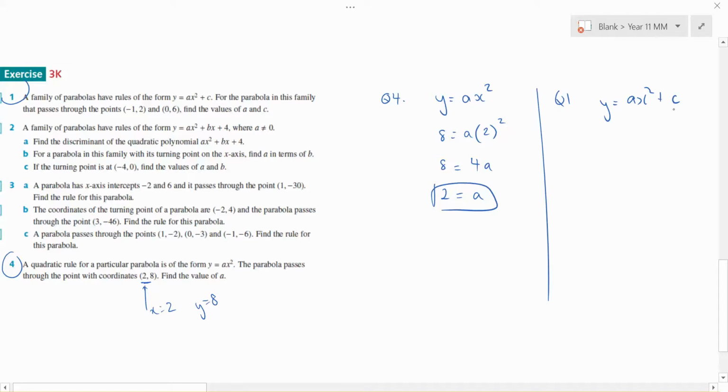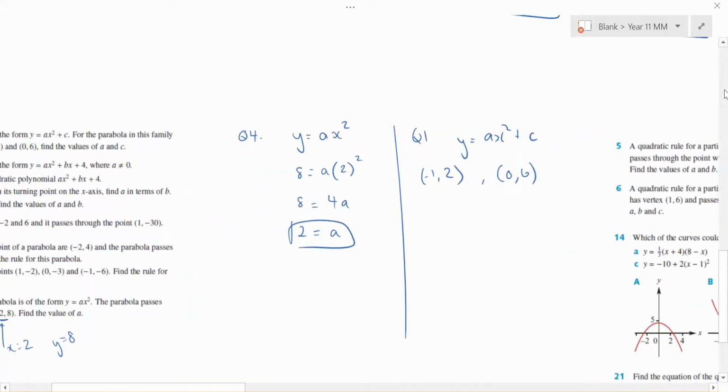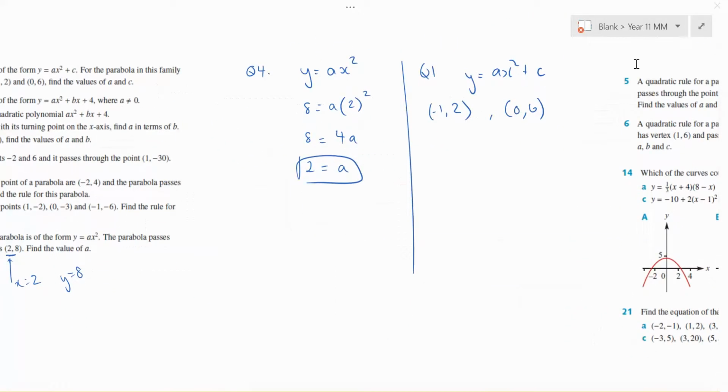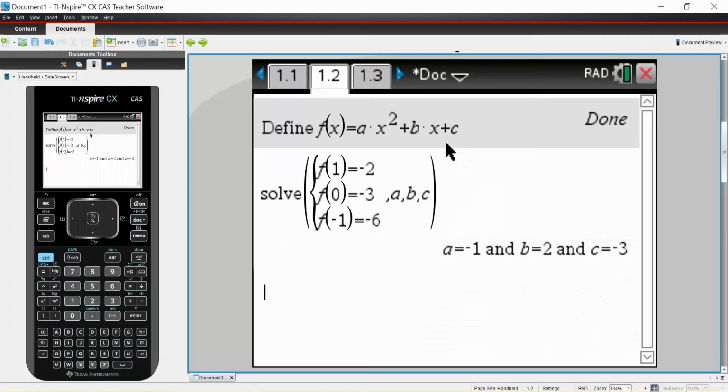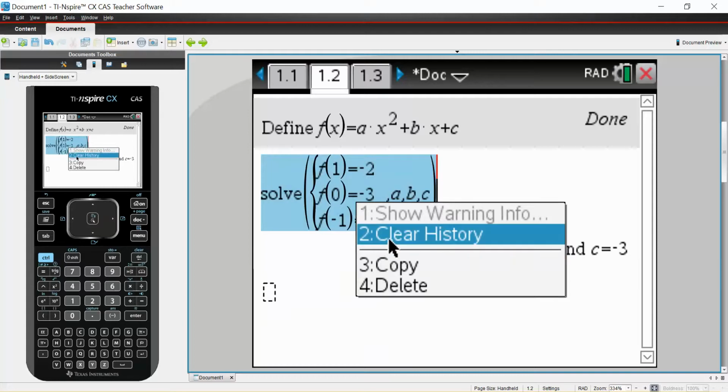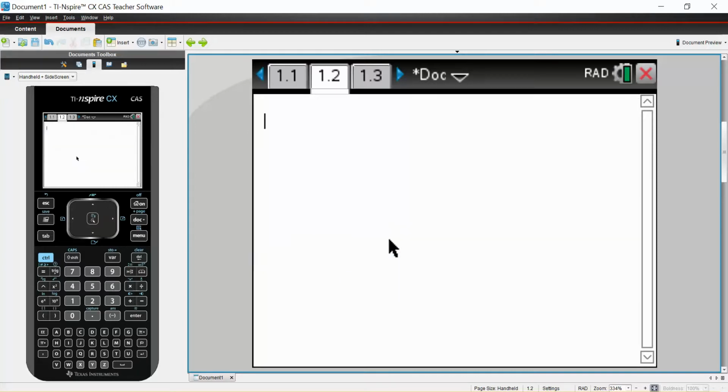And it says for the parabola in this family that passes through, and again it says when x is -1, y is 2, and when x is 0, y is 6. What I want to teach you is using the calculator to help you solve this problem. Now in the previous video, I showed you how to define and solve. It's really the bread and butter of most of your course for VCE Year 12. But let's do this whole thing again, okay?